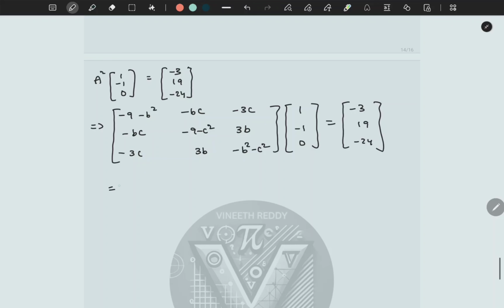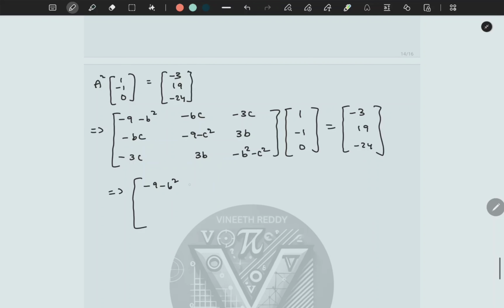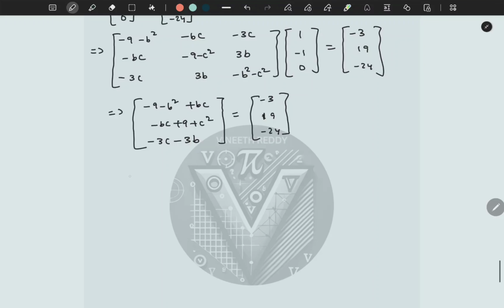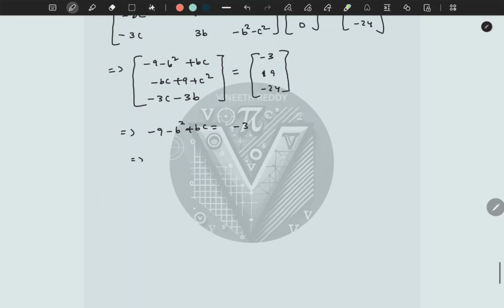So again I have to multiply. So we get minus 9 minus b square plus bc plus 0 in the first row. Second row we get minus bc plus 9 plus c square plus 0. In third row we get minus 3c minus 3b plus 0. That should be equal to minus 3, 19, minus 24. So if I equate the elements, we get minus 9 minus b square plus bc equals minus 3 here.